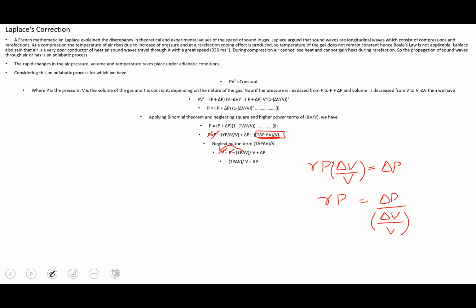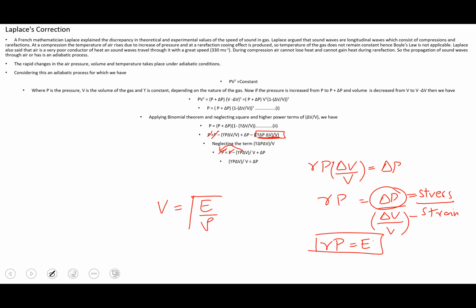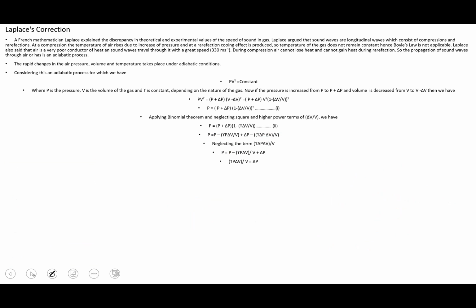So we remember that this whole thing was equal to stress, and delta V divided by V was equal to strain. So this is quite similar to the elastic modulus, which was E. So we can say over here that gamma P is equal to E now, and we can put the same value of E in this equation, that V is equal to under root E over rho. So we can say now that V is equal to under root gamma P divided by rho, and this is the thing which we are going to do in the next steps.